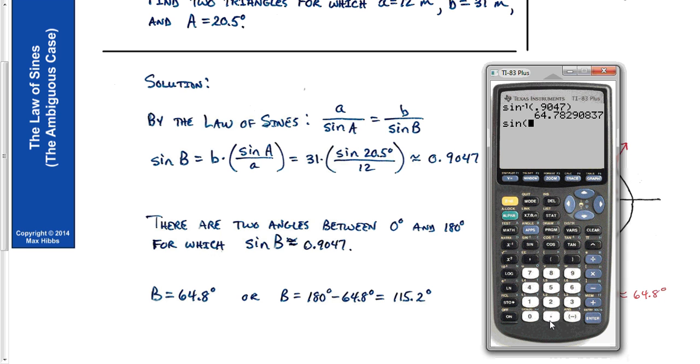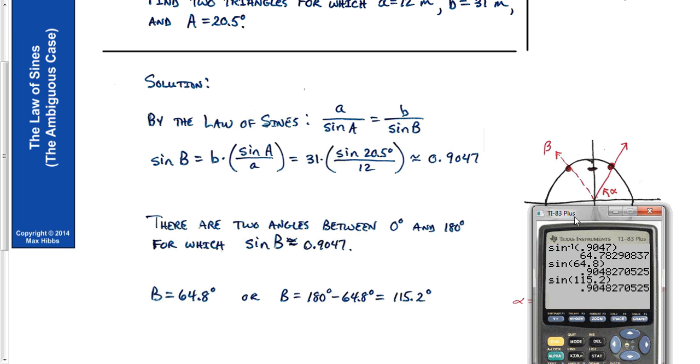If I take the sine of 64.8 degrees, and I happen to know that I'm in degree measure mode, I get 0.9048. So my rounding caused me a little bit of error here, but it's certainly close to 0.9047, isn't it? On the other hand, if I take the sine of 115.2 degrees, then I get exactly the same value.